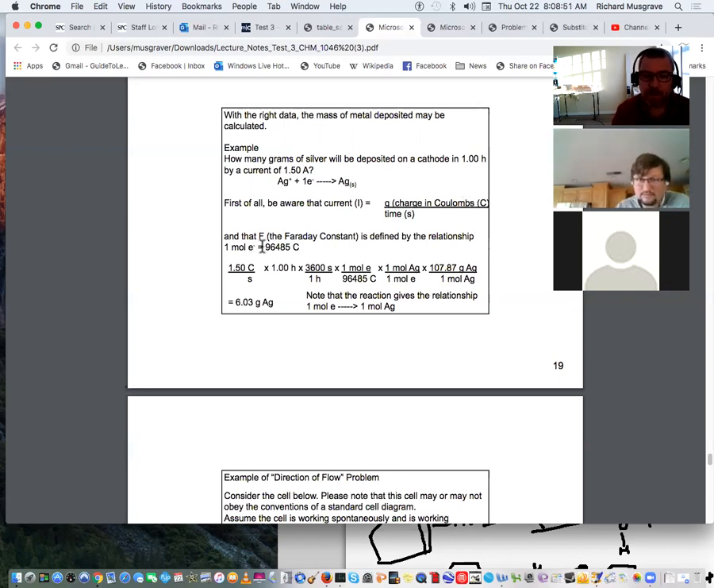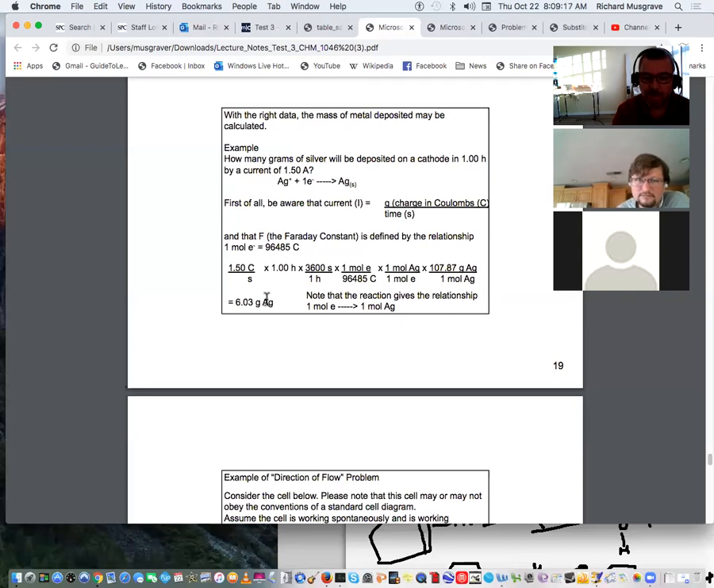The Faraday constant, which we've talked about before, is defined by this relationship: 1 mole of electrons is 96485 coulombs. That's the relationship we're going to make use of here. So 96485 coulombs in 1 mole of electrons. That's the total charge of 1 mole of electrons.